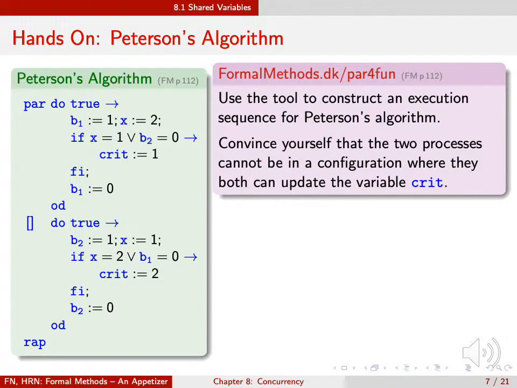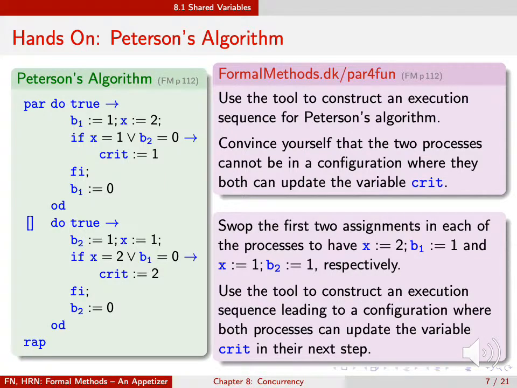You should use the online tool to construct execution sequences for Peterson's algorithm, and you should convince yourself that it works as intended. For a more challenging exercise, you should swap the assignments to b and x in each of the processes, and you should show that the algorithm then does not work. Having done this, you should read the section in the book, doing the try-it-outs on the way.